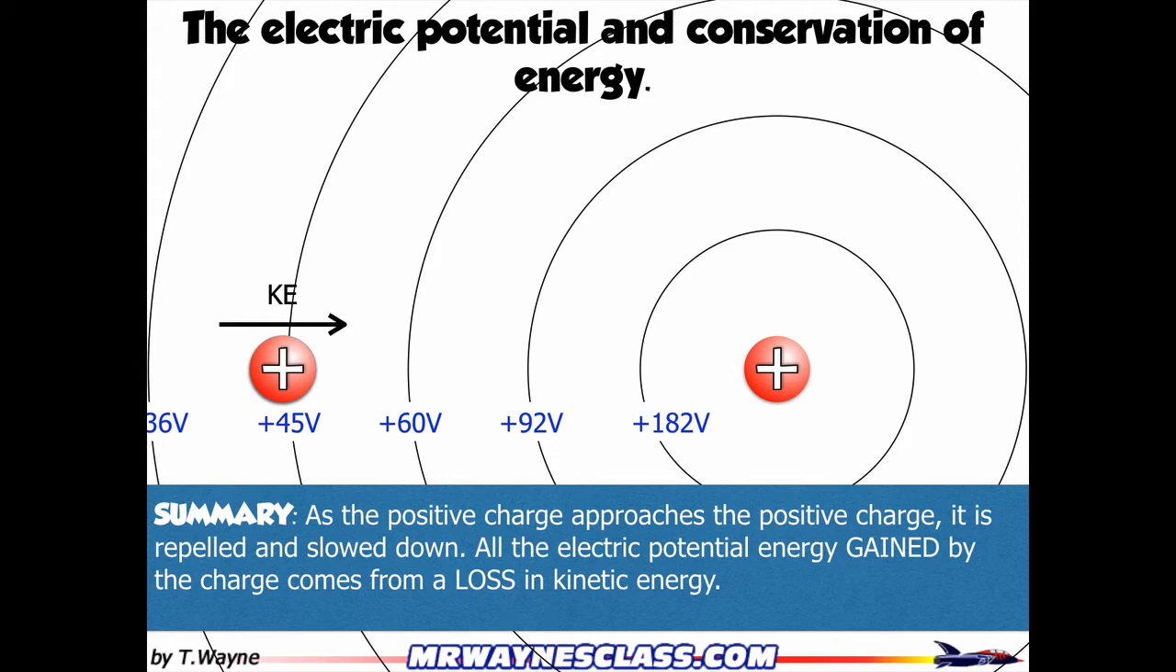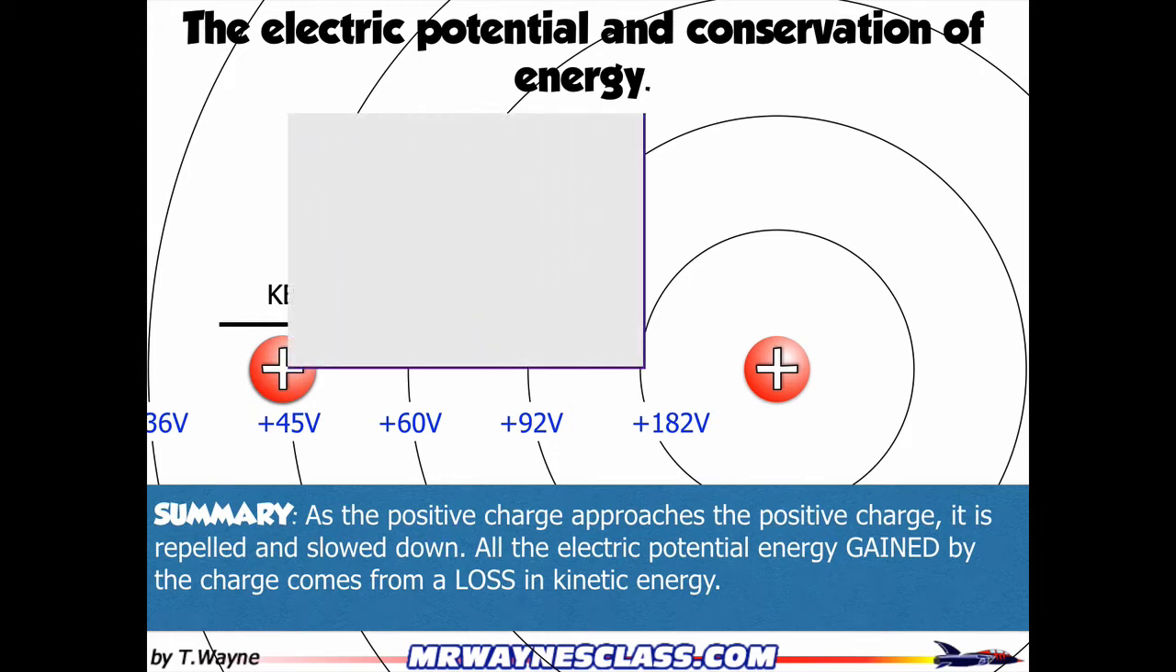As one charge moves towards the other, it's going to lose kinetic energy because they're repelled, and that energy is going to go to the electric field, so potential energy will be gained as kinetic energy gets lost.